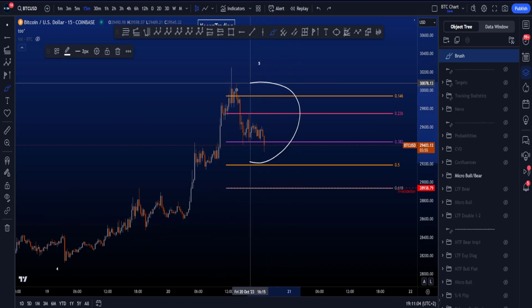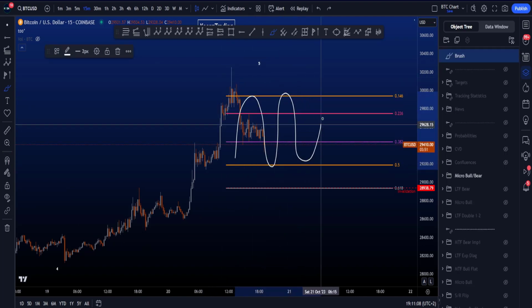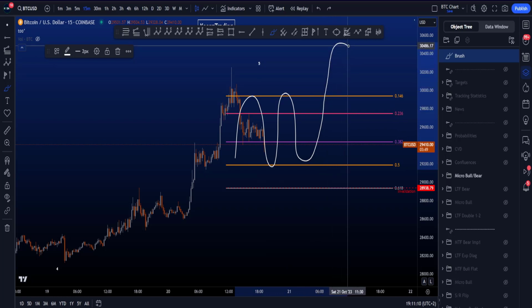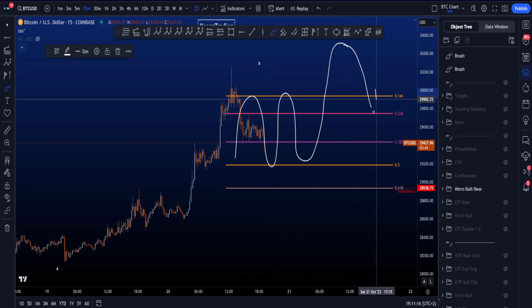So preferably price is going to range inside these fibs over here for then a potential wave 4 to then early next week grab the highs and the liquidity as well as from the triple top, ending a wave 5 for then a move to the downside again.